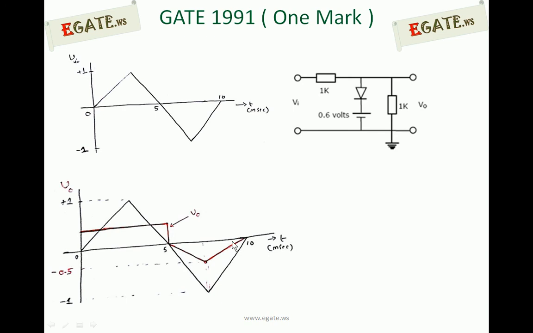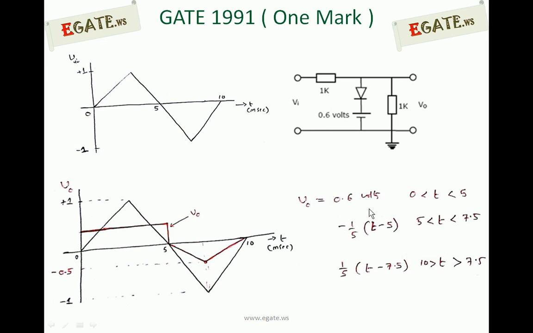So we can write the output equation as V0 equal to 0.6 volts during 0 to 5, and minus 1 by 5 into (t minus 5) when the time is between 5 and 7.5. This is a straight line, and this is one more straight line. This one gives the equation 1 by 5 into (t minus 7.5) when time is between 7.5 and 10. So the output equation is expressed as 3 segments.